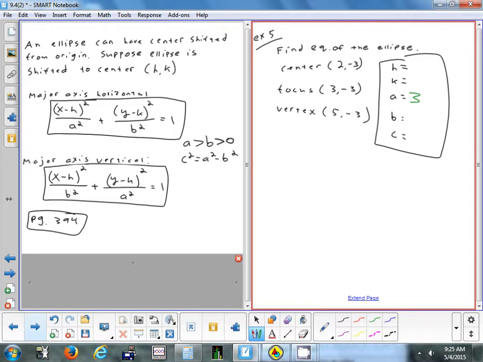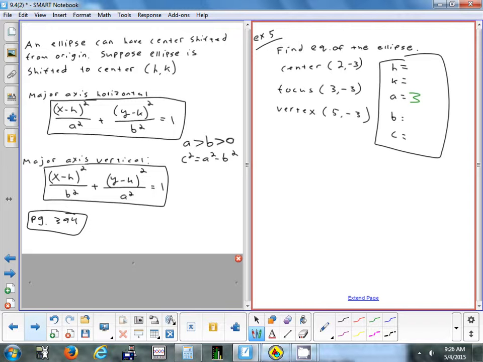Wouldn't A be 5, the distance from center to the vertex? From your center to, well, where's your center? What's the x value? Oh, okay. It's not at the origin anymore. All right? So it's been shifted. So I think she is right. Yeah, A would be 3. Yep. C would be 1. C would be 1? Perfect.